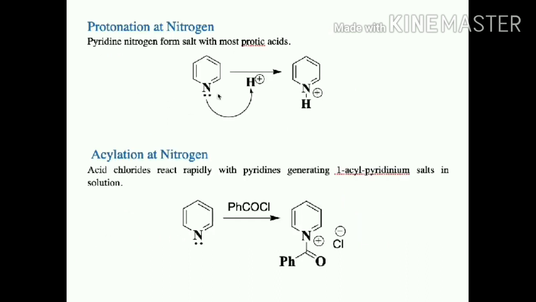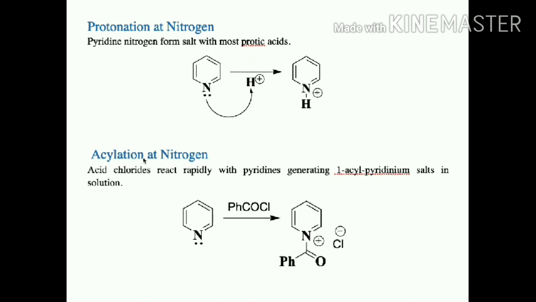So, protonation at nitrogen. Pyridine nitrogen forms salts with most protic acids. If you take pyridine and add protic acid, it is going to form the pyridinium ion. This is an example of protonation. Whenever pyridine is added to protic acid, pyridine acts like a base and forms a pyridinium salt in the solution.